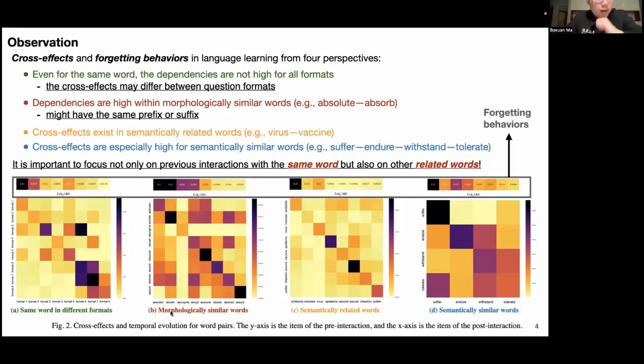And the cross effects also exist in semantically related and semantically similar words, especially for the semantically similar words. The dependency is significantly high. And those words may have the same meaning. So it is important to focus not only on previous interactions with the same word, but also we should focus on other related words when doing language knowledge tracing modeling.